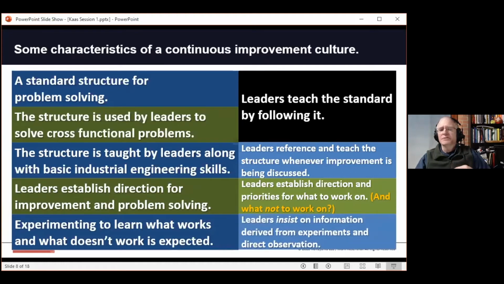So the leaders are insisting that if you tell them something, it's derived from direct observation, it's derived from experimentation. It isn't your opinion. You have to bring objective evidence to the conversation, or they will send you back to get that objective evidence.